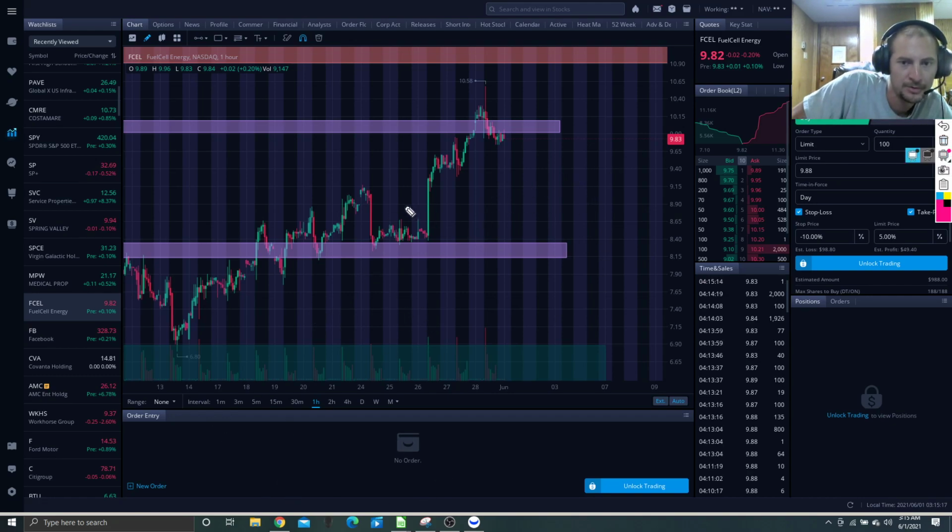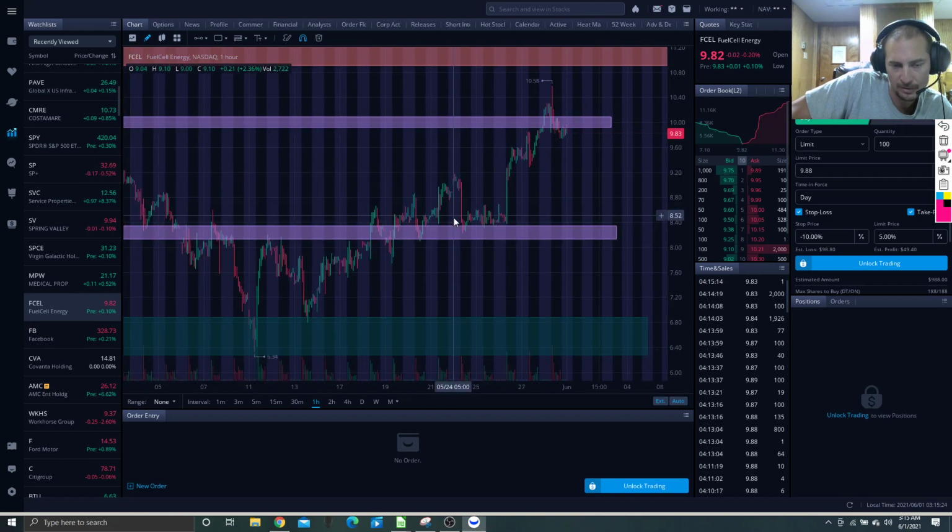Next time we'll get into some indicators that I like to use when I'm trading these zones, and we'll get into the more specifics of the strategy itself.